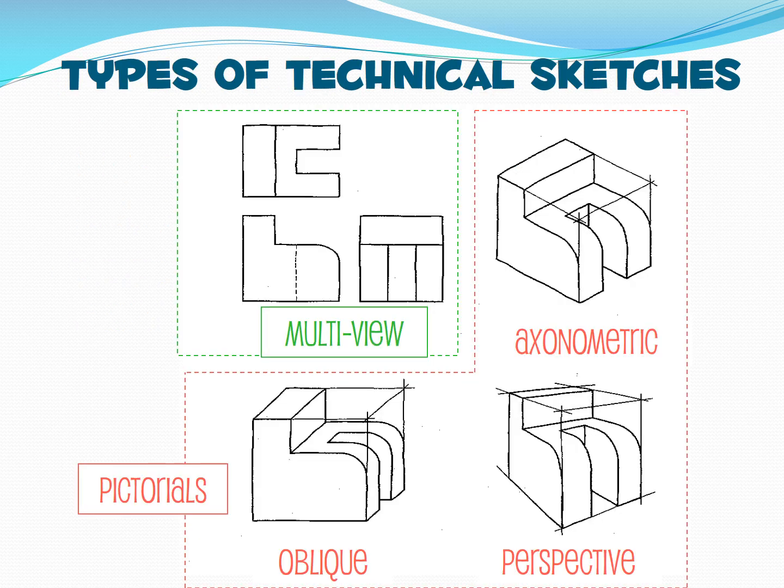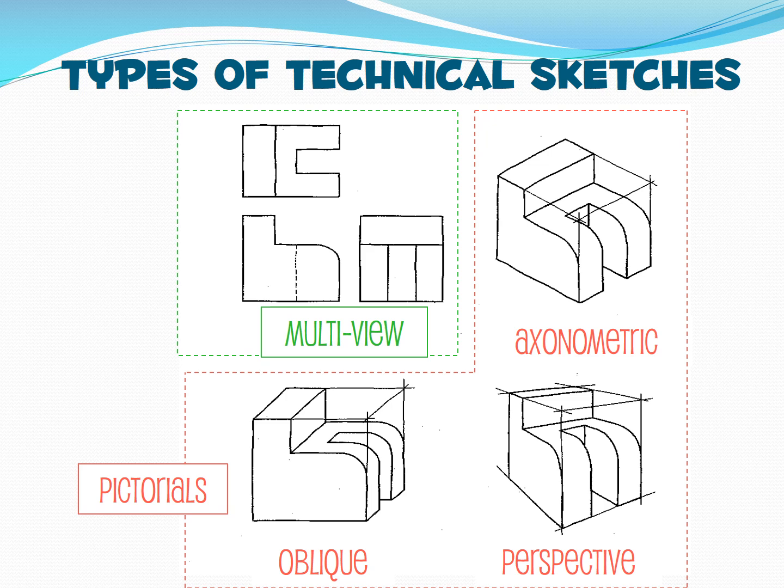For starters here, we have 4 different types of technical sketches. The multi-view is our only two-dimensional sketch that we'll study, and it shows one side of an object on each view. Pictorials, which are our three-dimensional ones, show 3 sides of an object in just one view. And you'll see that there's 3 different types of pictorials: isometric, oblique, and perspective.